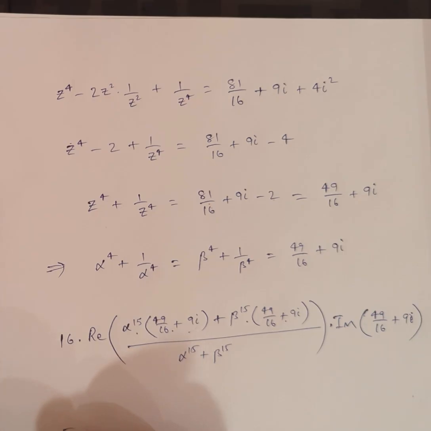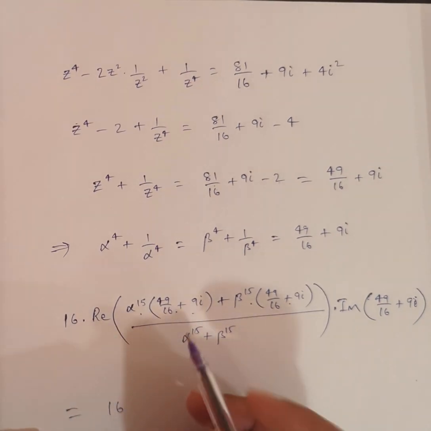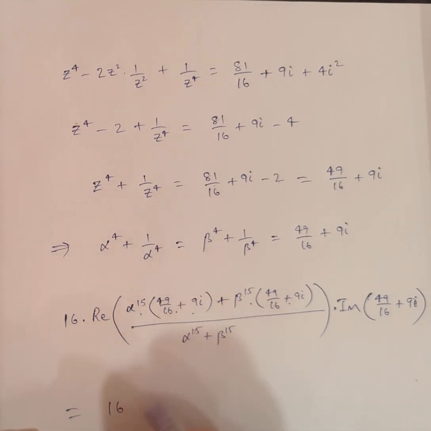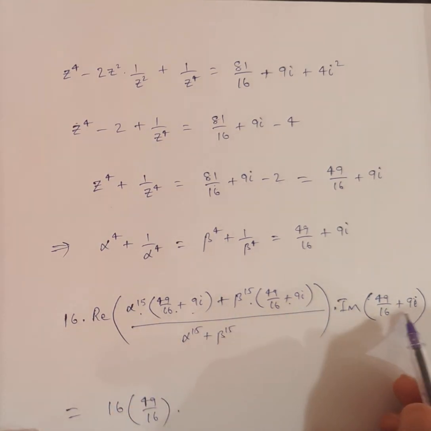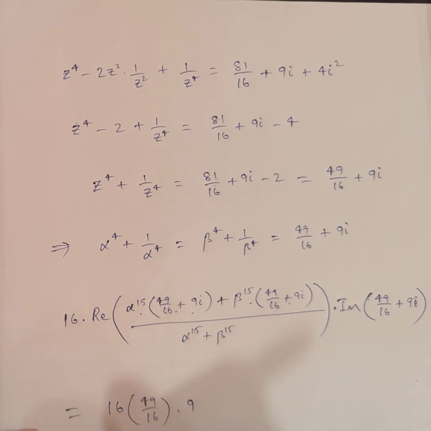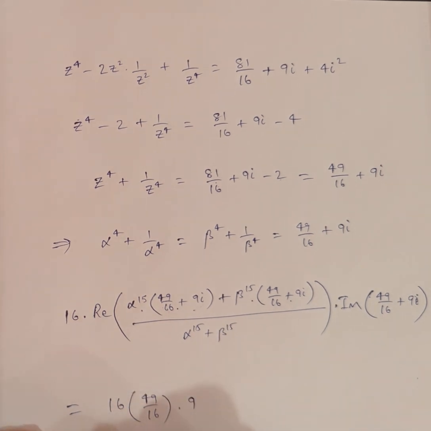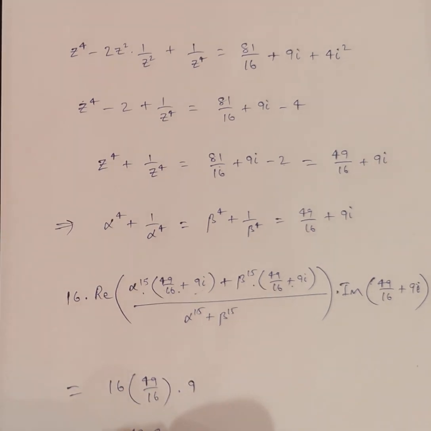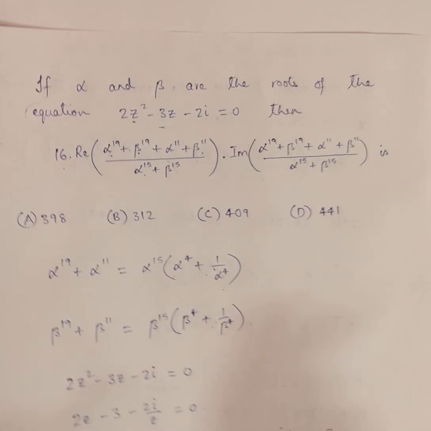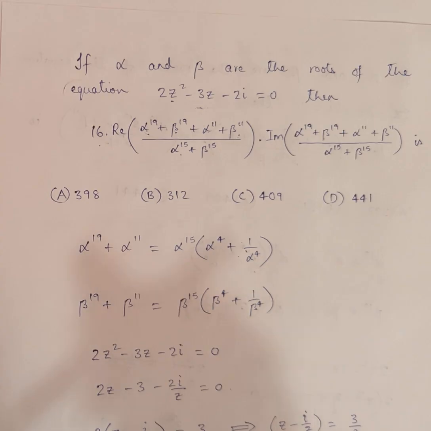All right, so this is going to be 16 times, what's the real part of that? 49 over 16, times, what is the imaginary part of that? Which is 9. So the answer is 49 times 9. So this is 7 squared, that's 3 squared, so it should be 21 squared, which should be 441. So that's our answer, 441.